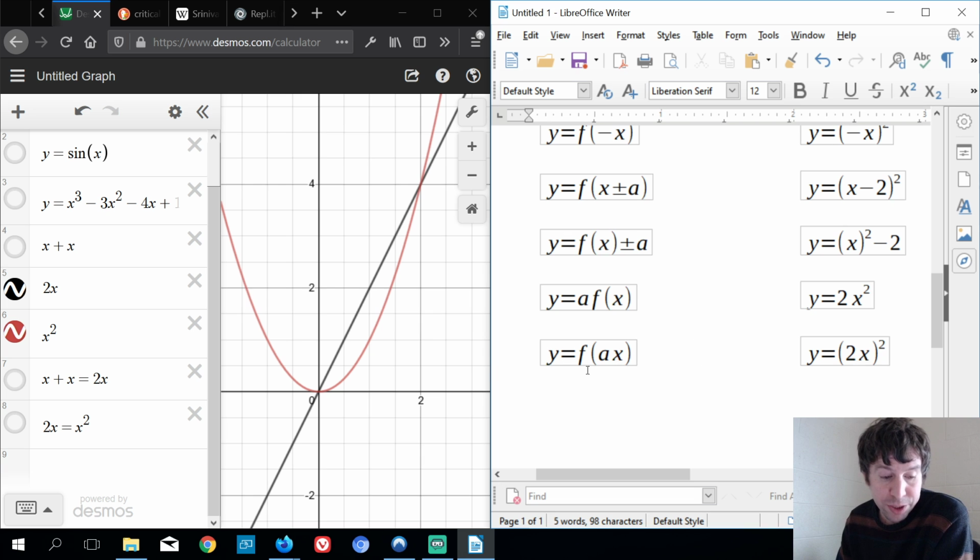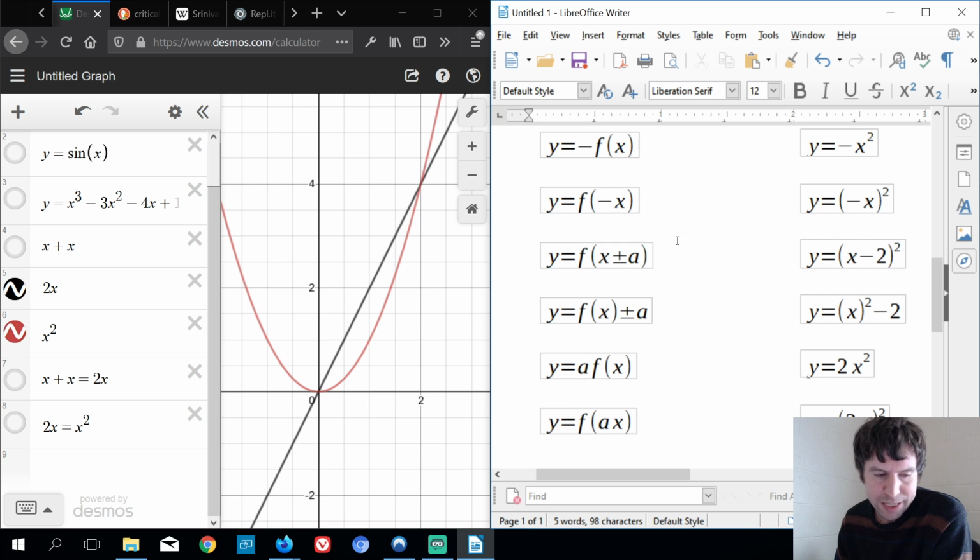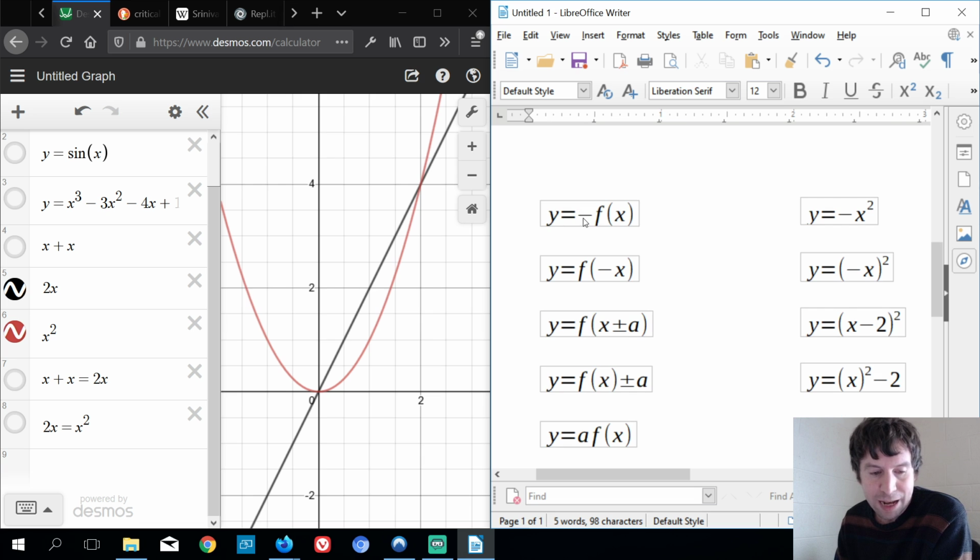So if I put it with the argument, it's horizontal. If I keep it outside of the function, it's vertical. Same here. If it's outside of the function, it's vertical. If it's in with the argument, it's horizontal. Again here, if I do a negative outside of the function, it'll be a vertical reflection, whereas if I put it in with the argument, it'll be a horizontal reflection.